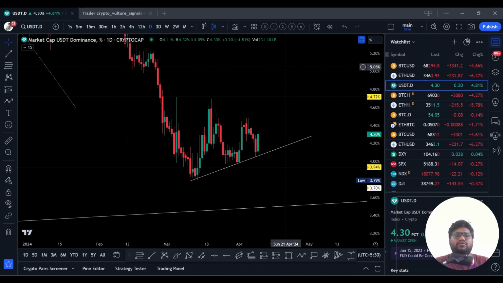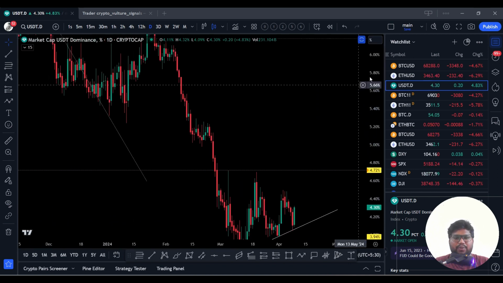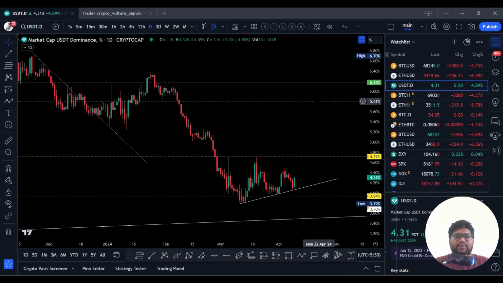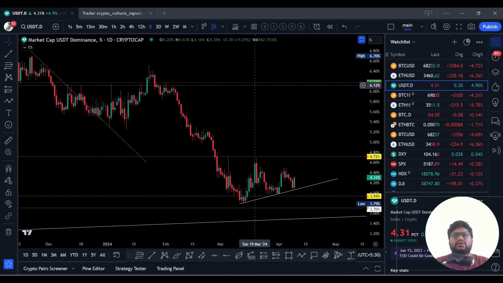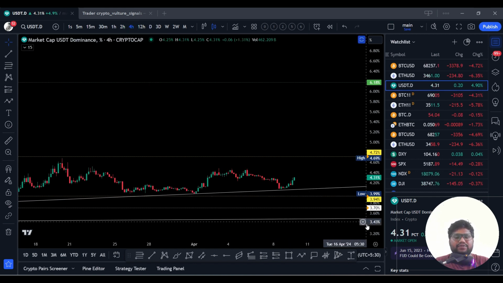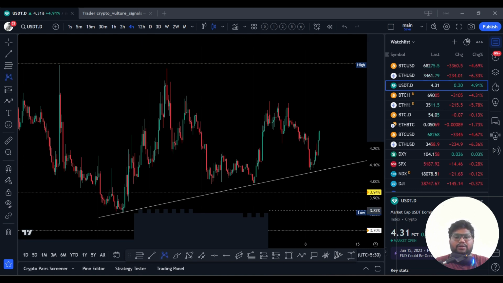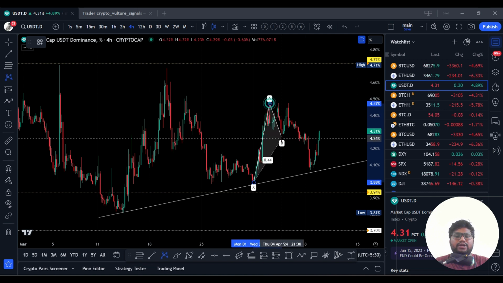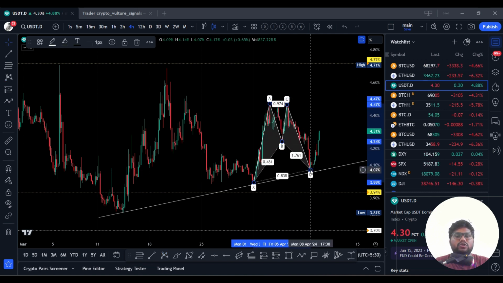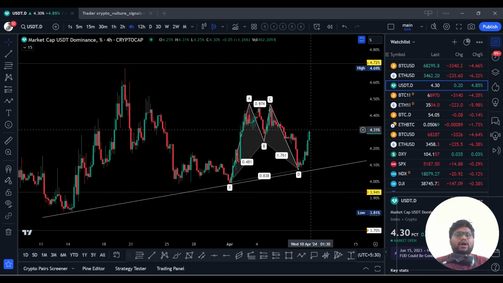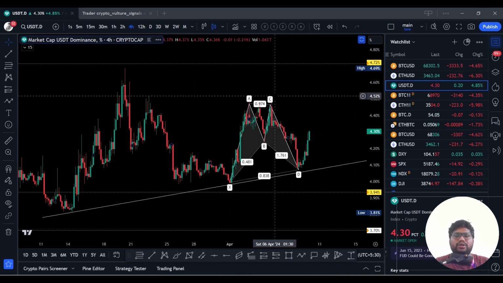If it crosses the 4.72 percent dominance level, as I explained in the last video, the next resistance level will be around 5 to 6 percent. If you see the 4-hour time frame, clearly it has formed a bullish sharp pattern. Here I can show you clearly. This bullish sharp pattern used to retest here, but it not only retested, it crossed this resistance area and it is moving upside.